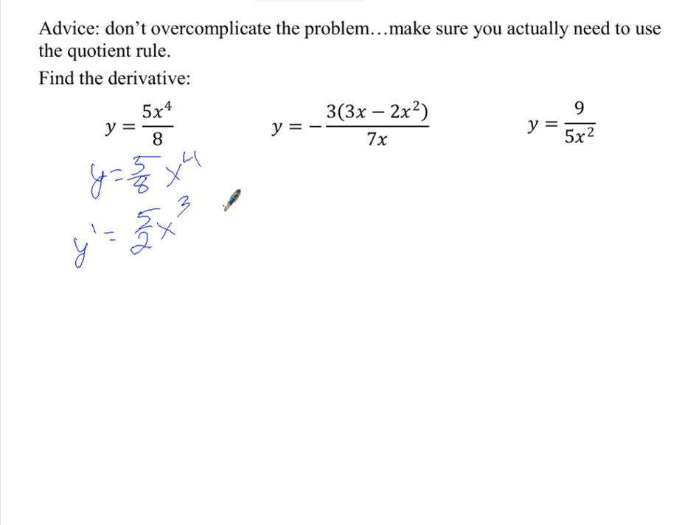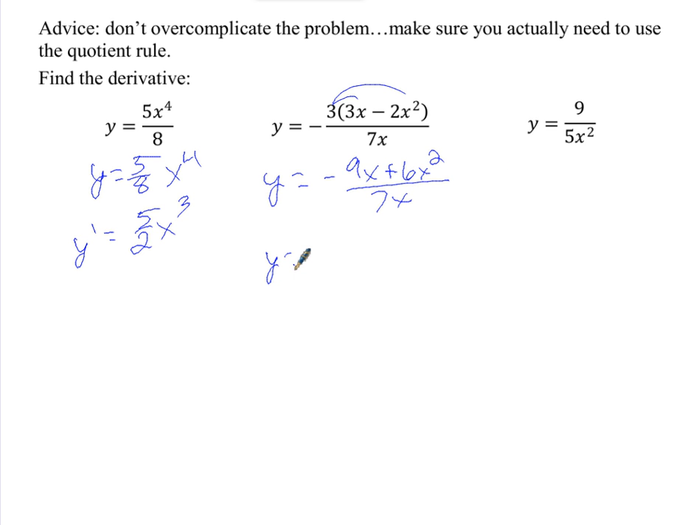Okay, for the second one, we do have a function divided by a function, but let's distribute that 3 in, and we get y equals negative 9x minus 6x squared over 7x. Yeah, I could use the product rule. Shouldn't it be plus 6x squared if you're distributing the negative in? I actually didn't distribute the negative in. I just screwed up the way that I wrote that. So let's make that, okay, now it's distributed in. Thanks.